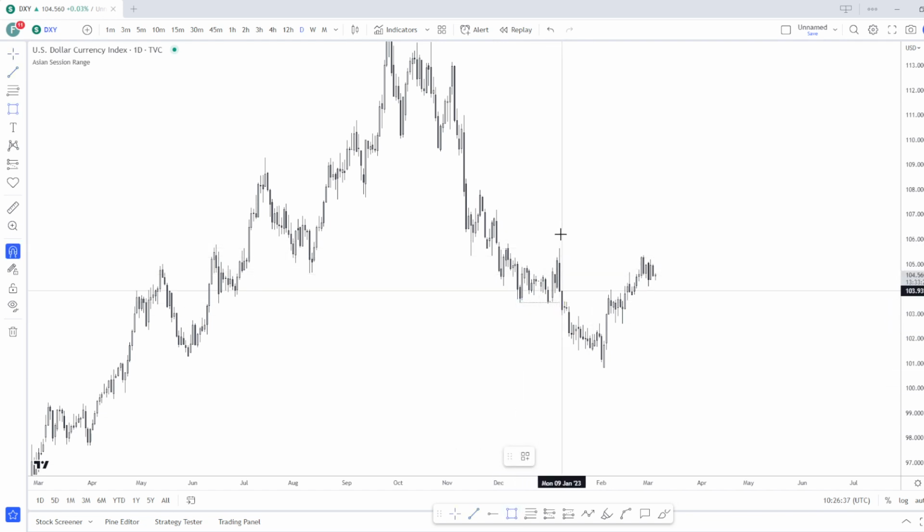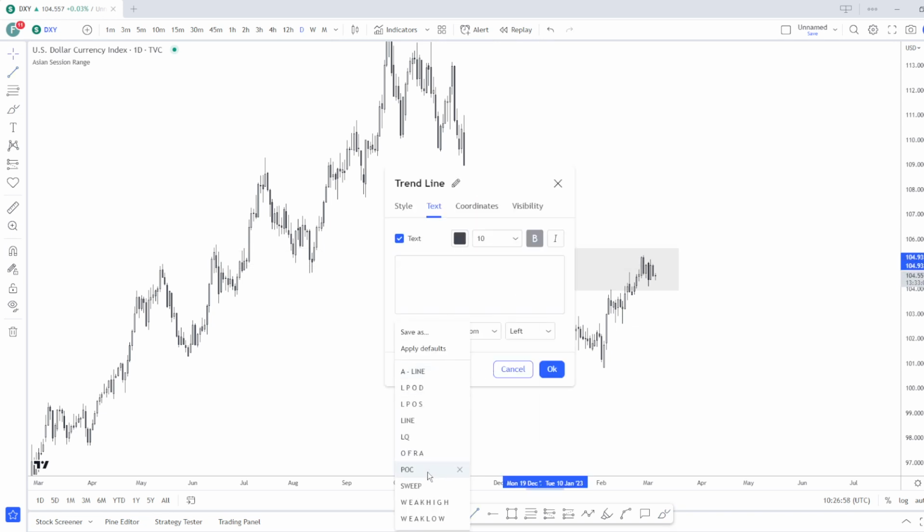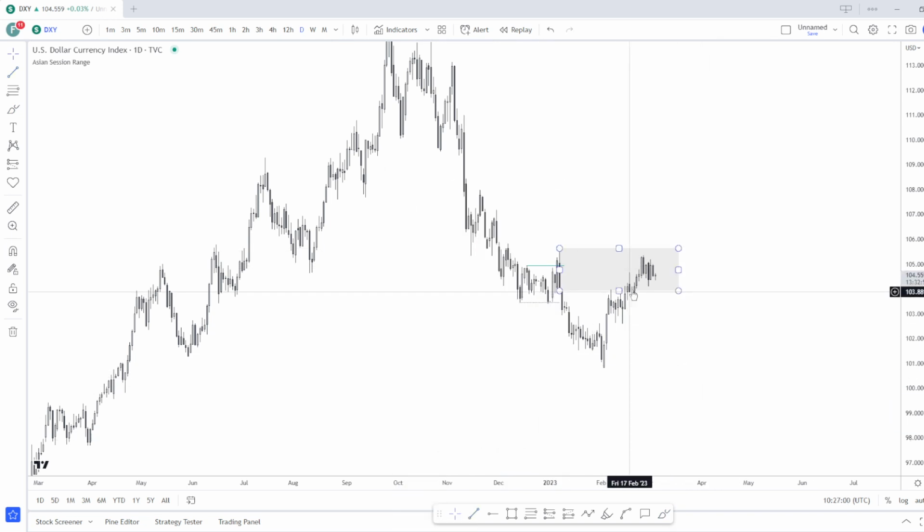We are currently in an area of supply. This would be our weak low, and this would be our strong high. But at the moment I'm not convinced on the supply holding. I'll go over that in a second why. But as you can see here, we are currently in this level of supply here.